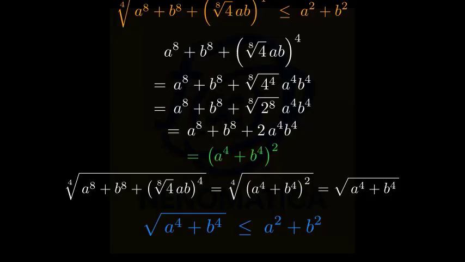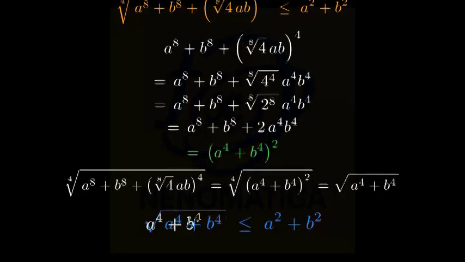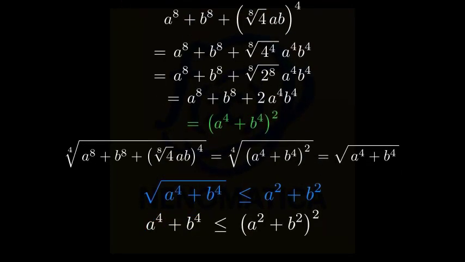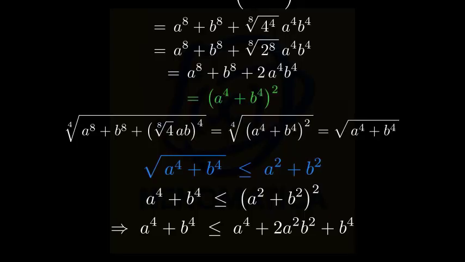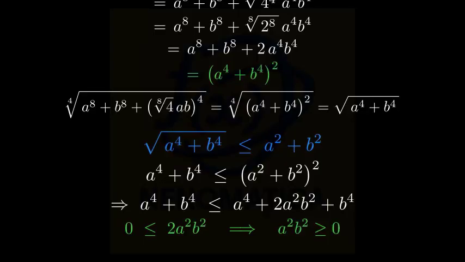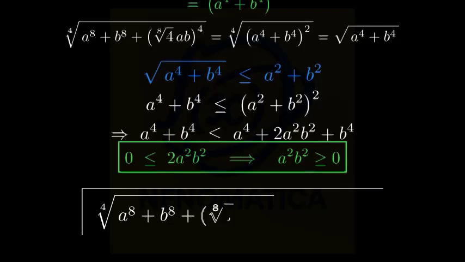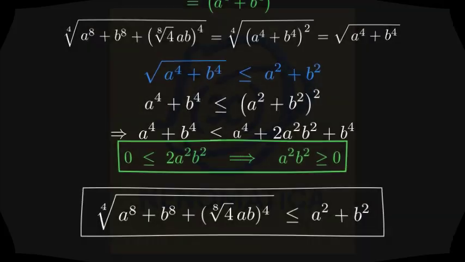Step 3. Square both sides to remove the square root. We get a to the 4th plus b to the 4th is less than or equal to the square of a squared plus b squared. Expanding the right side gives a to the 4th plus 2 a squared b squared plus b to the 4th. Step 4. Subtract a to the 4th plus b to the 4th from both sides. We obtain 0 is less than or equal to 2 a squared b squared. Since squares are non-negative for all real a and b, the inequality is always true. Therefore, the original statement holds for every real pair a and b.